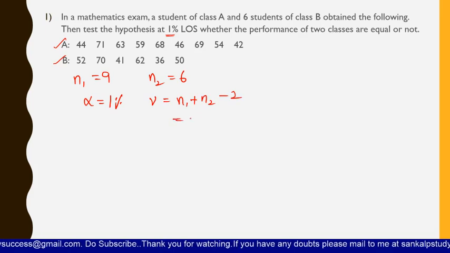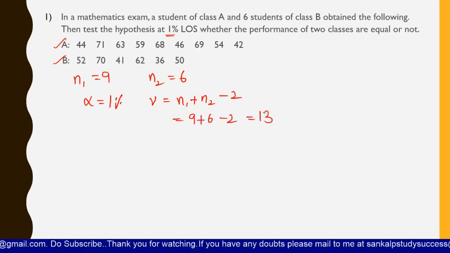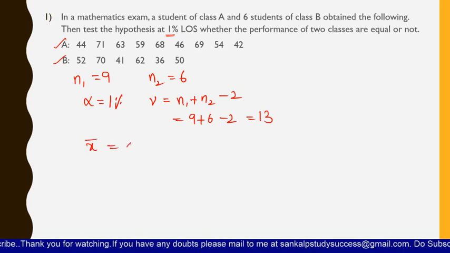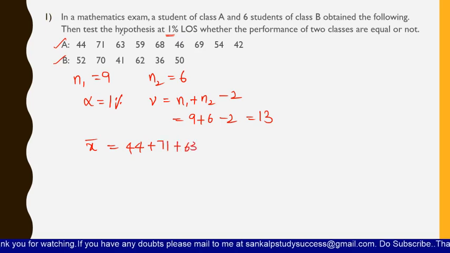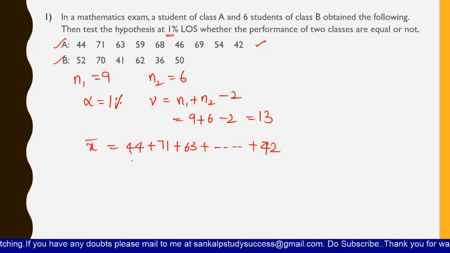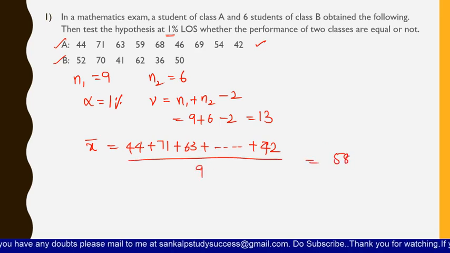N1 plus N2 is nothing but 9 plus 6 minus 2, which is nothing but 13. So now we have to find out x bar and y bar, right? Because in order to find out the test statistic, you have to find out x bar and y bar. What is x bar? 44 plus 71 plus 63, and so on. You have to add all these and divide by the number of observations in order to get the mean. The total number of observations is 9, so you will get x bar as 58.